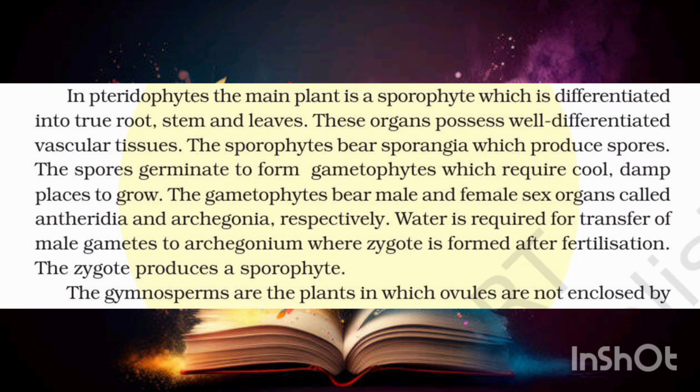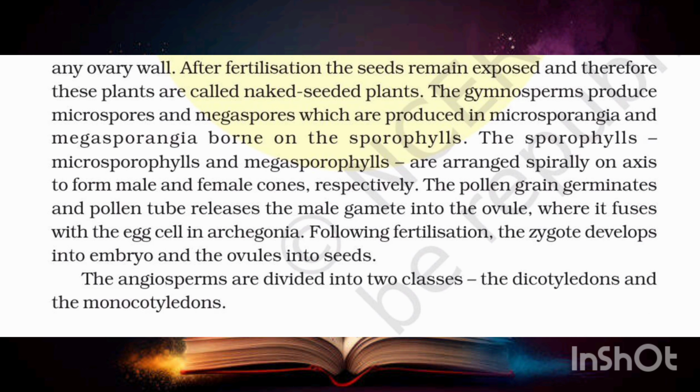The gymnosperms are the plants in which ovules are not enclosed by any ovary wall. After fertilization, the seeds remain exposed, and therefore these plants are called naked-seeded plants. The gymnosperms produce microspores and megaspores, which are produced in microsporangia and megasporangia borne on the sporophylls. The sporophylls, microsporophylls and megasporophylls, are arranged spirally on an axis to form male and female cones respectively.